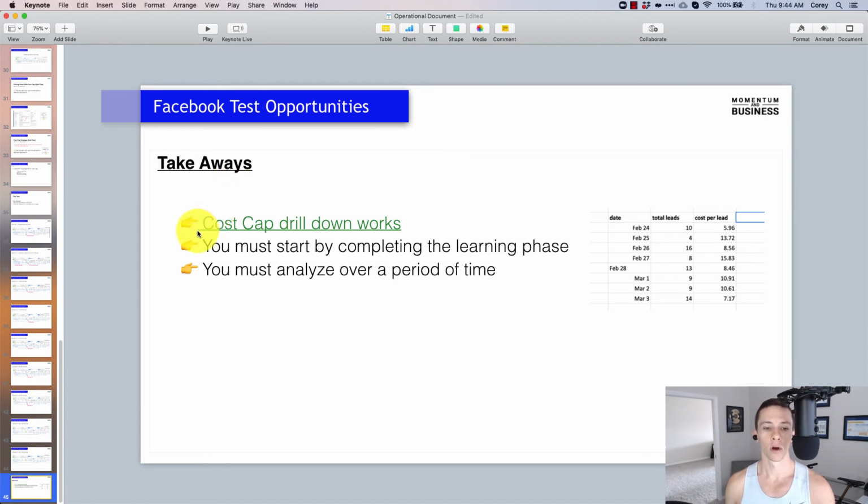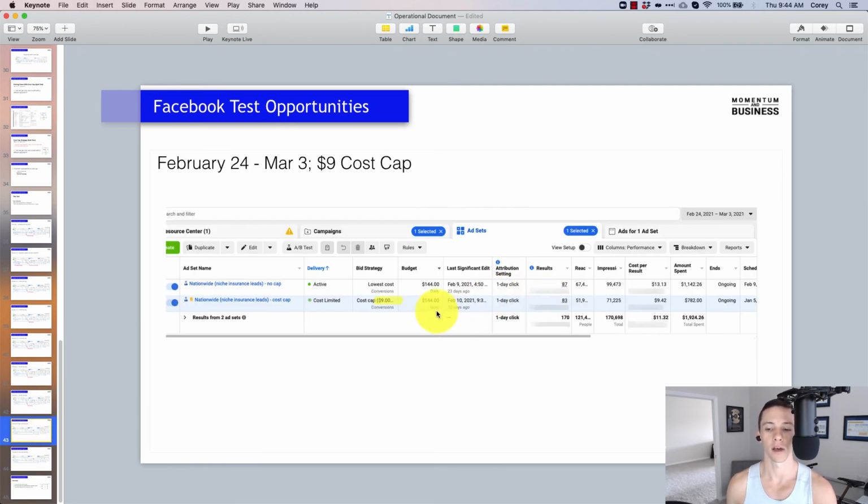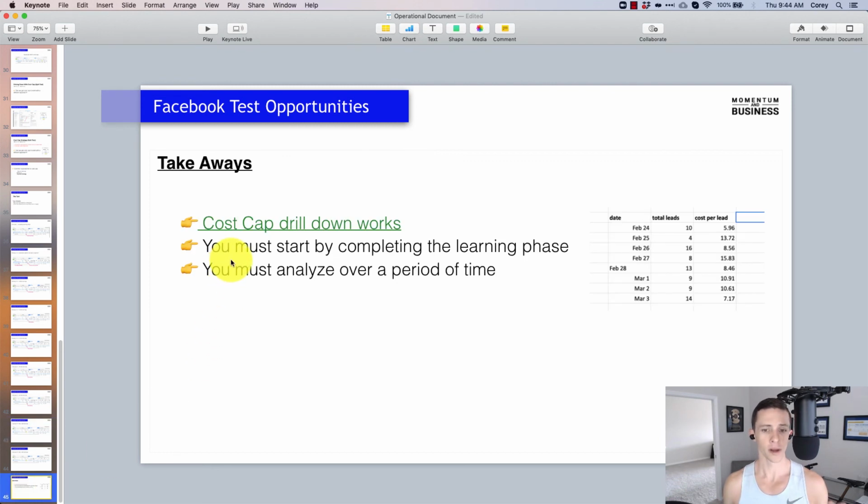So what can we take away from this? Well, number one, cost cap drill down works. You can see it here in action, and you can see the ultimate end performance of it. Drilling down the cost cap keeps your ad set running. It keeps you getting the conversions that you need, and ultimately when you get down to the target cost cap that you want, it will work, provided your target cost cap is just not radically lower than your conversion cost is.